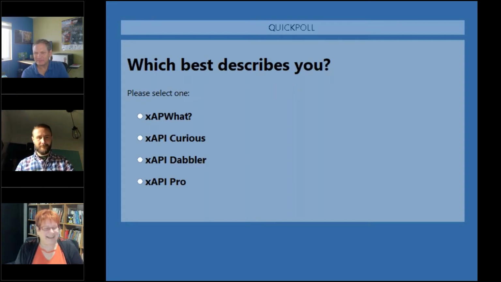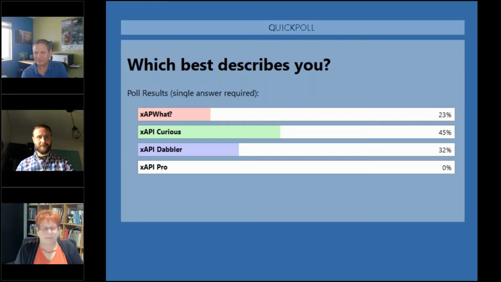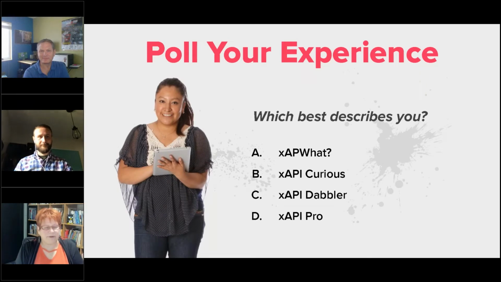Okay, this is interesting. So no one is competing with Bill. So Bill is the xAPI Pro. That's what I can see here. And then we've got a nice mix for everybody else. Super. Okay, super. Yeah, about a quarter of you are new, and the majority are here because you're curious and want to learn more. And a few of you have dabbled. Bill, this is a great crowd for you. They're going to love what you have in store for them.